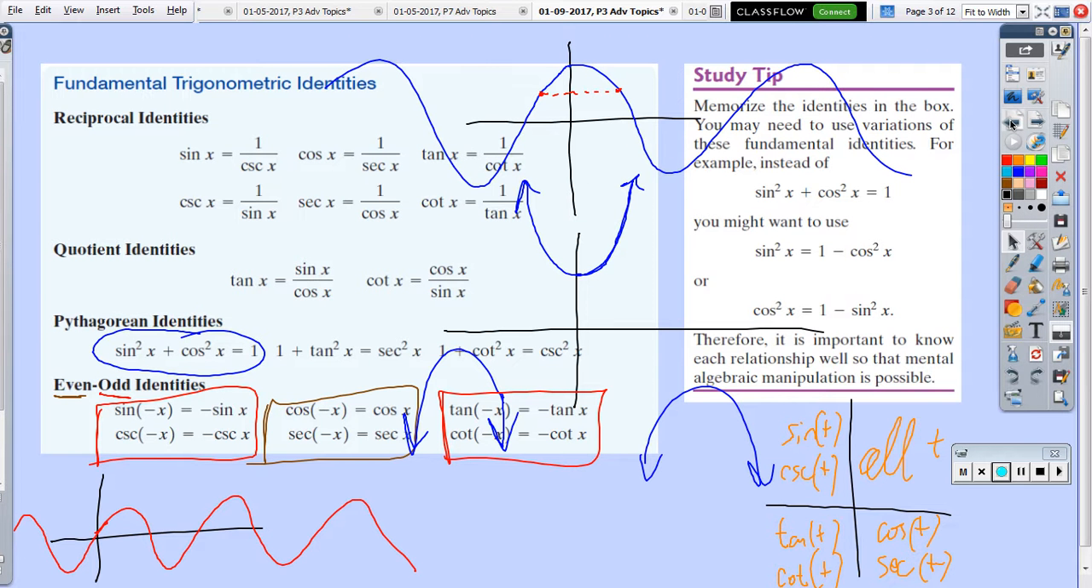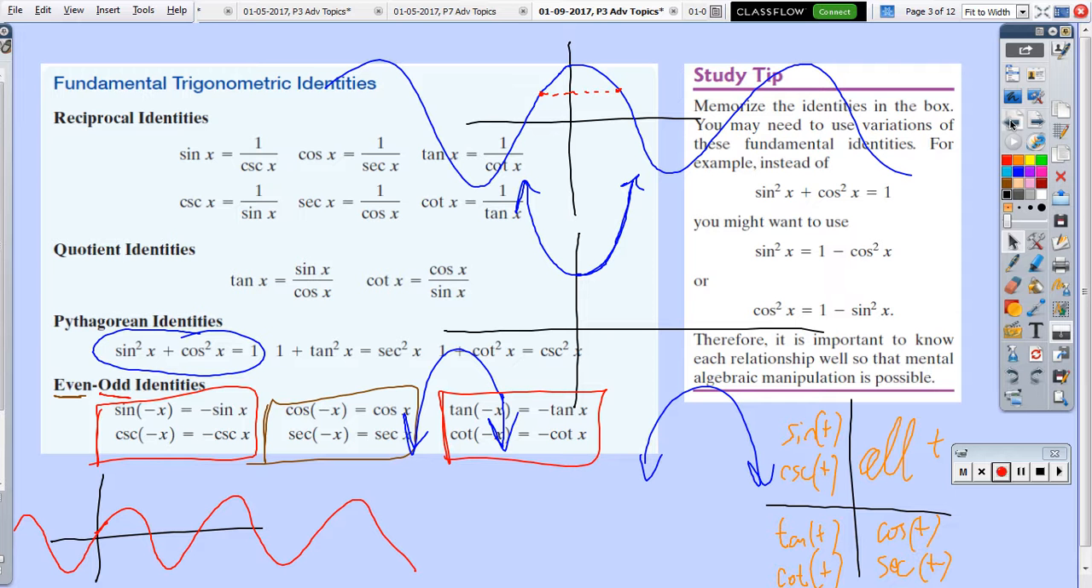Study tip I think is important is to memorize the identities in the box. Eventually start to memorize these. I know these two are probably going to be the toughest, but you will have the reference sheet available to you for all quizzes and tests in this class. It does help to at least recognize them when we're solving these puzzles. If you like solving puzzles, you might like this chapter more than others, especially if you don't like graphing, because there's no graphing involved.